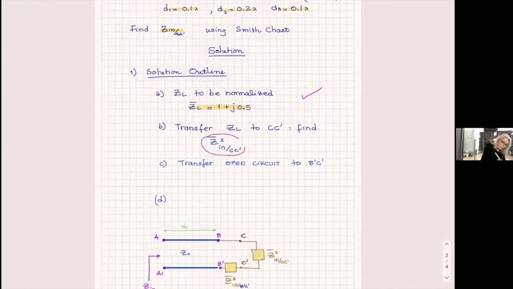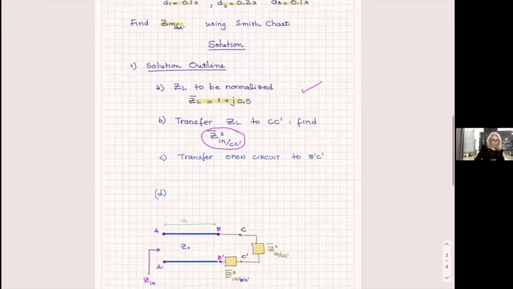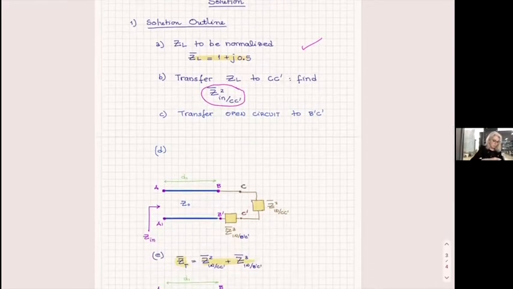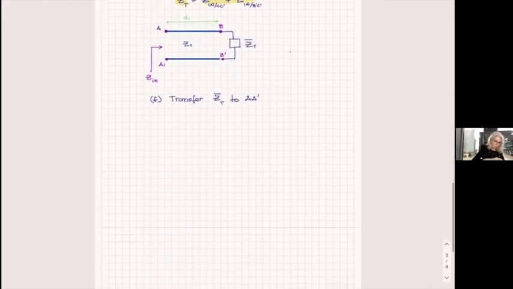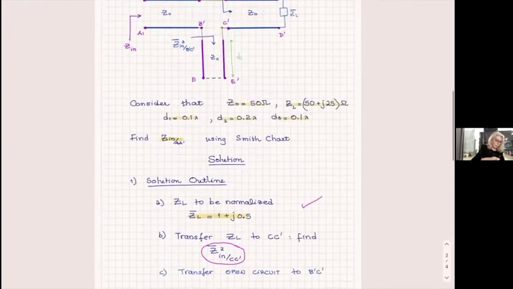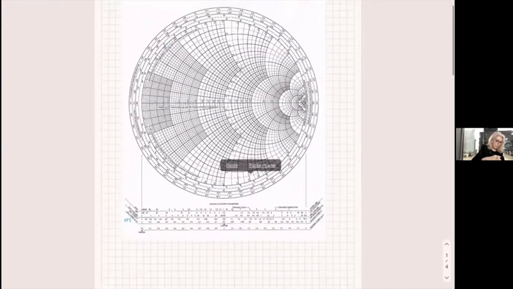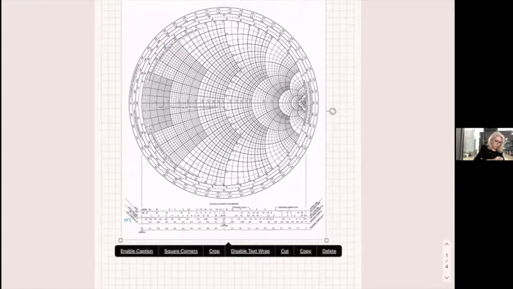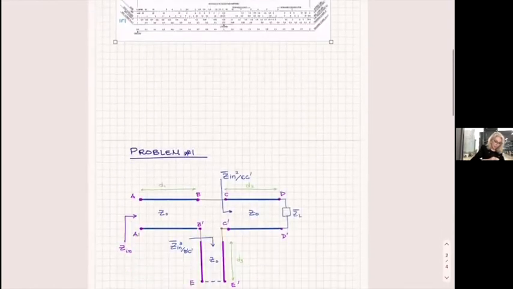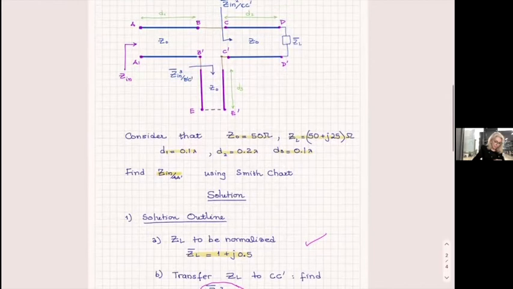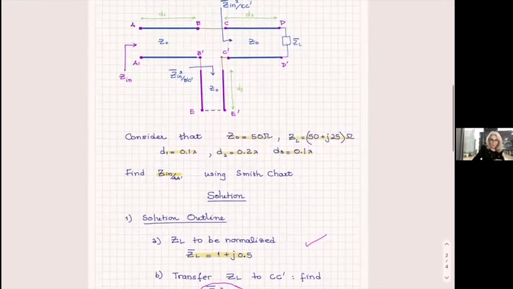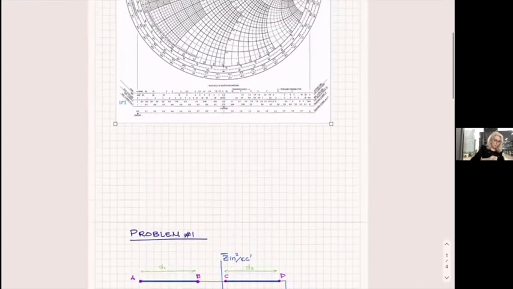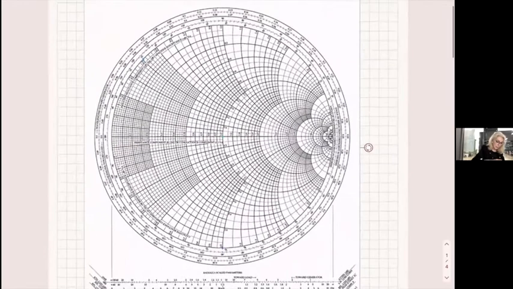It's 5 o'clock. I want to find this one. Okay, so what I do is now I'm going here, which I have, and try to do that first of all. So let's find the ZL, 1 plus j0.5. Let me try to find ZL here.